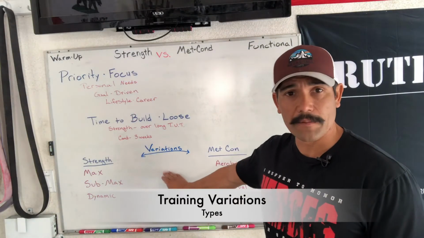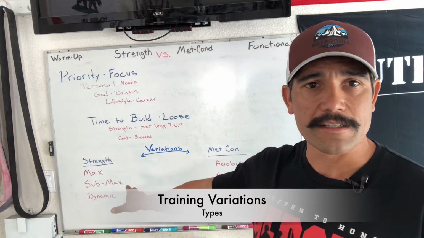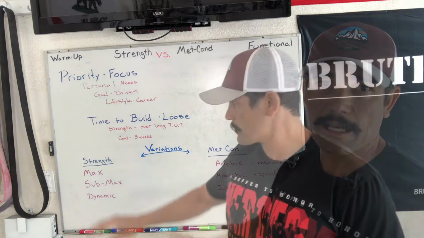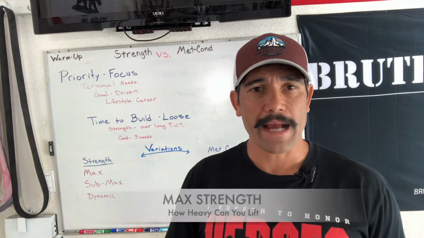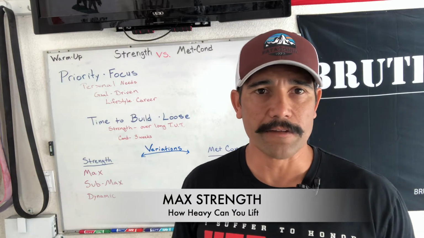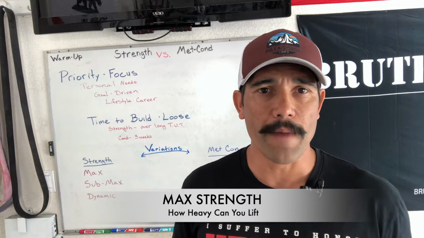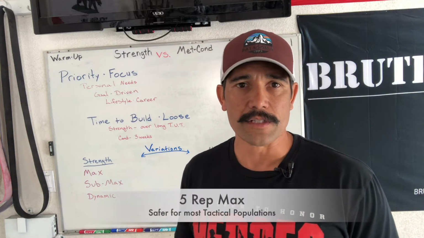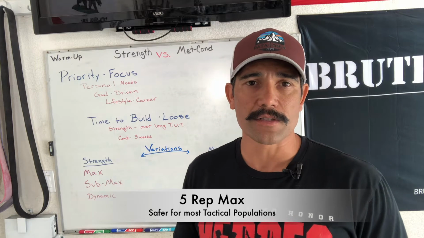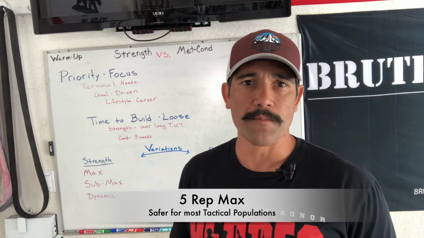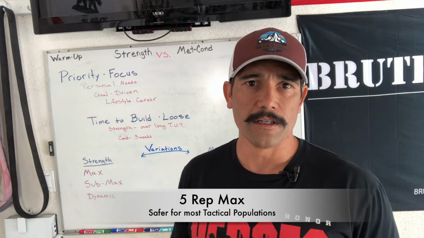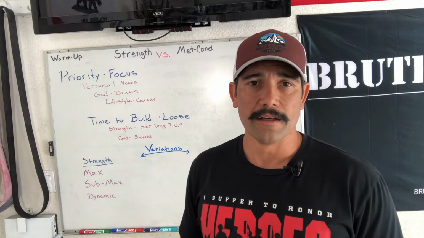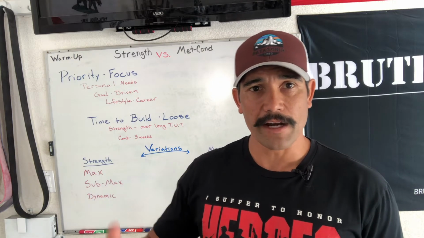Now I'm going to talk about the variations that you can incorporate in your training. For strength, you have your max strength, which is how much you can lift. It doesn't have to be a 1 rep max as a measurement of your max. I recommend actually using a 5 rep max. It's a little safer. You can do it with a more unconditioned or less strong population. With a 5 rep max, you can still test and find out your numbers there.